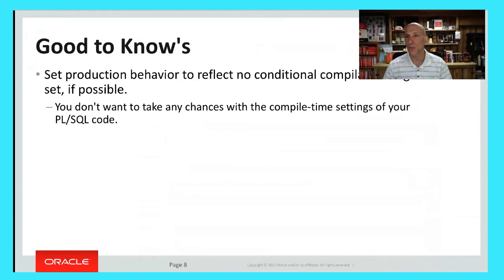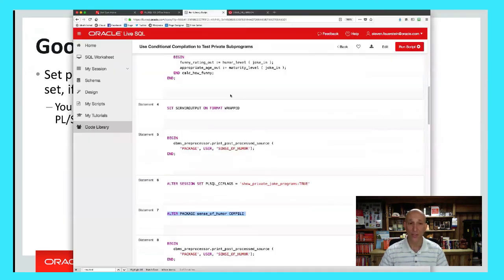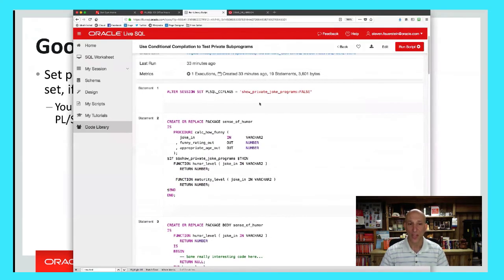So the first and most important good to know for conditional compilation is you've got to set the production behavior to reflect as if no conditional compilation flags were set. So you don't want to take any chances in production of things not working the way they should. So for example, in this piece of code, when this goes to production, I really don't want these things to be showing up. Is it going to cause a problem in production code? Maybe not, but in any case, it's not for general consumption use.